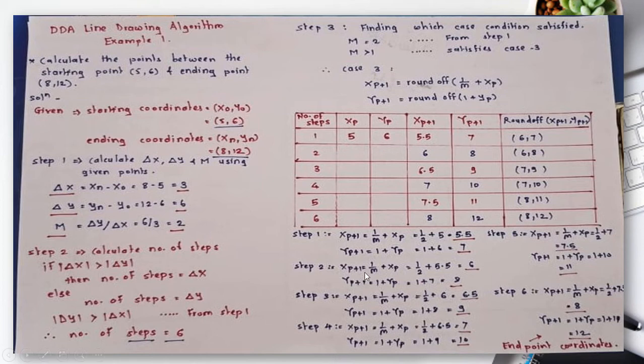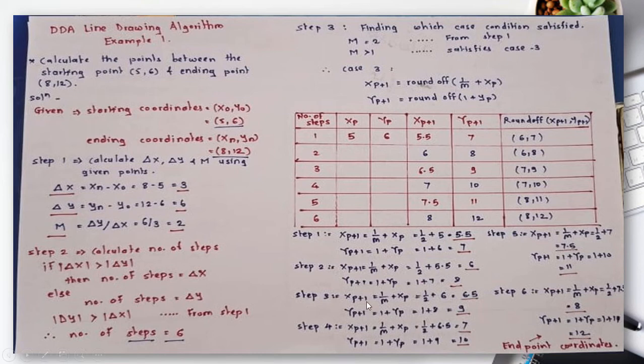Step 2, xp plus 1 is equal to 1 divided by 2 plus 5.5 is equal to 6. yp plus 1 is equal to 1 plus yp is equal to 1 plus 7. So this 7 is achieved here, so the value of it will be 8. So this 6 and 8 are placed here as the next point of that line. So for the next step, this 6 and 8 will act as an initial point.